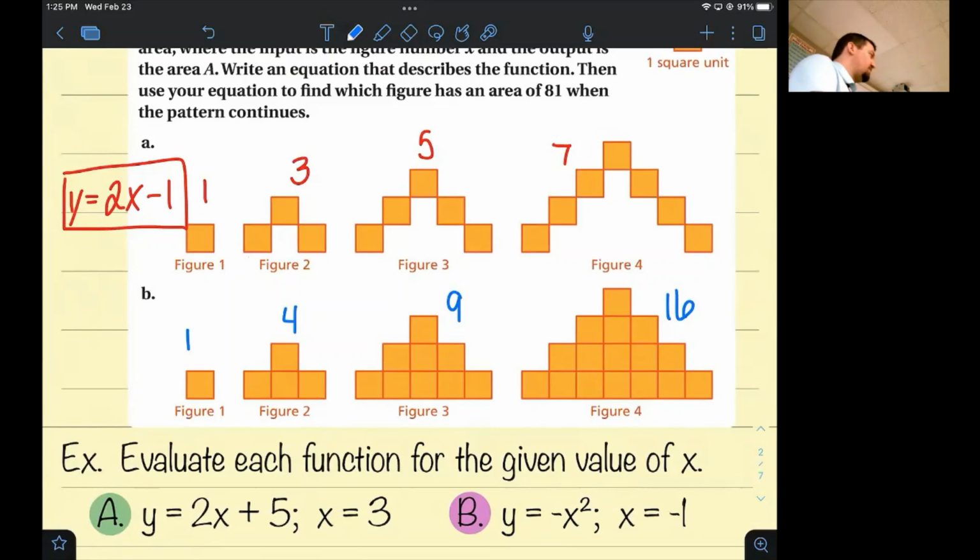What do you think, Lizzie? Y equals 3x minus 2. Let's try it. If I plug in 1, 3 minus 2 is 1. Works for the first one. If I plug in 2, 6 minus 2 is 4. Works for the second one. If I plug in 3, 9 minus 2 is 7. Okay, it doesn't work for the third one.